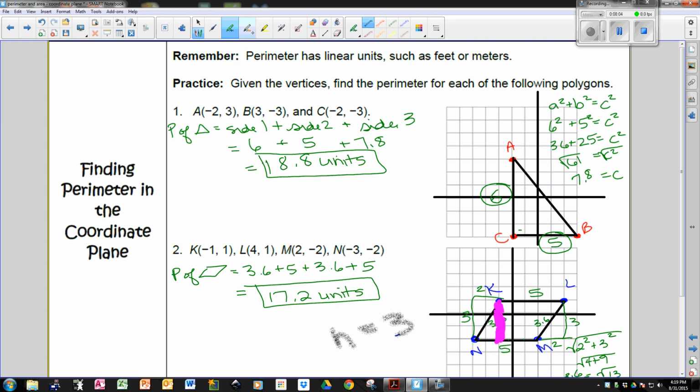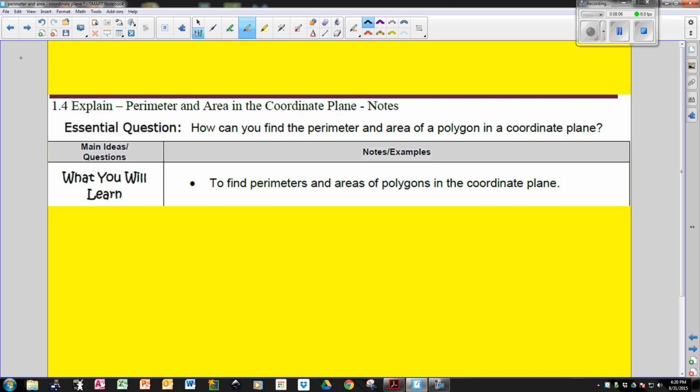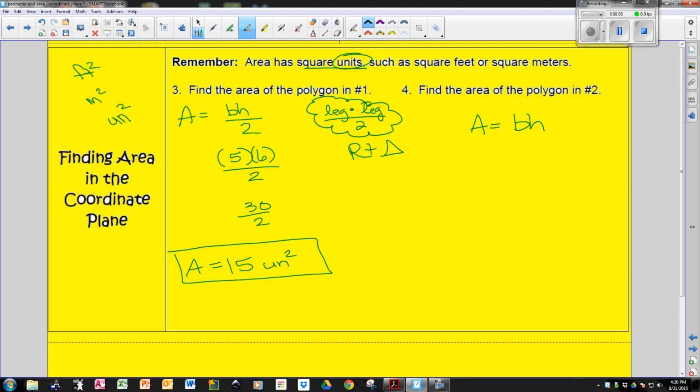So now let's go back here. So we know that the base was 5. The height was 3, giving me 15 units squared for that parallelogram also.